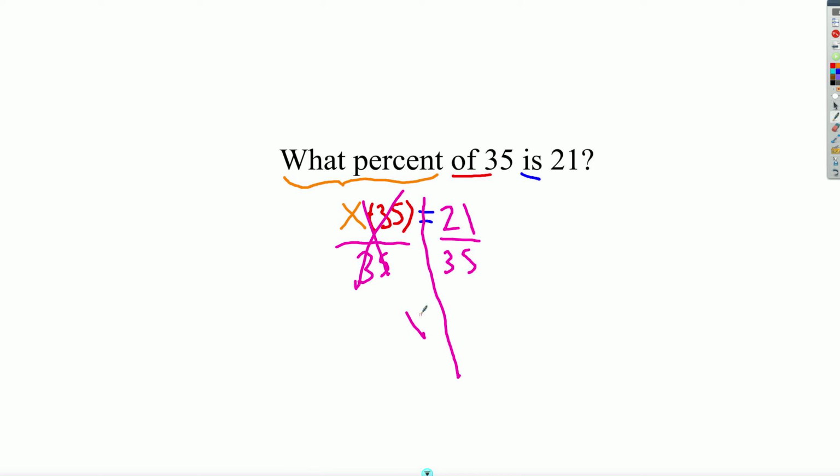So x is 21 over 35, and I don't know what 21 divided by 35 is. So I'm going to type 21 divided by 35, and I get 0.6. So there's a catch here. This one, the question said what percent? So I need to convert my answer to a percent because it asked for a percent. So if I have a decimal to a percent, I need to move the decimal to the right twice. So if I move this to the right twice, I get 60%.